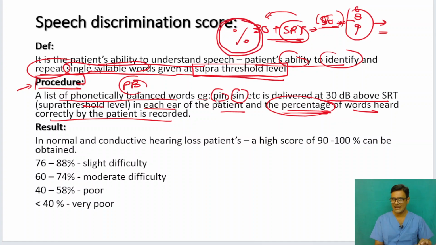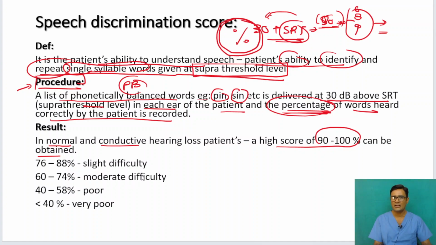What is the basic understanding of speech discrimination score? In patients with normal hearing and conductive hearing loss, a high score of 90 to 100% will be obtained. That means if you take 30 decibels plus SRT, almost every word that you give to a normal patient and a patient with conductive hearing loss, the patient is going to repeat back to you, almost 100%. So that is the basic understanding with which we go.